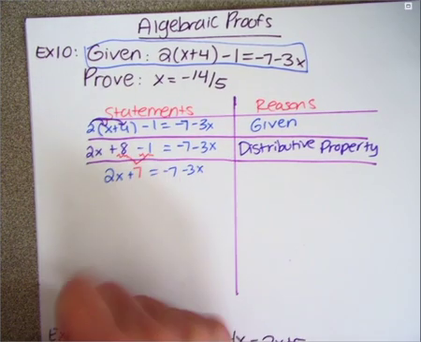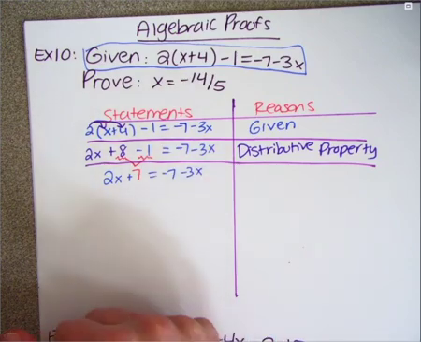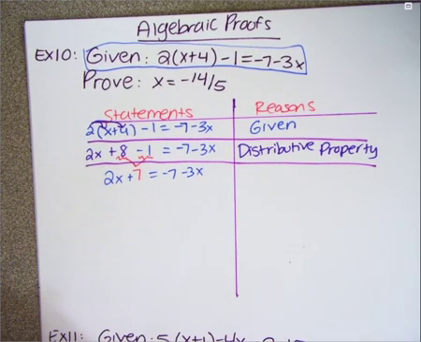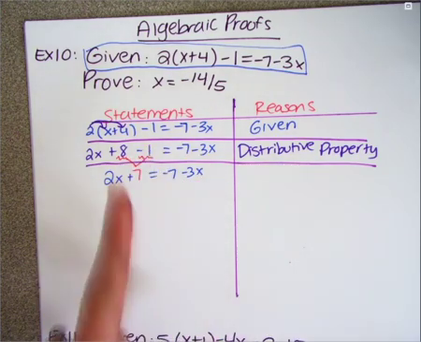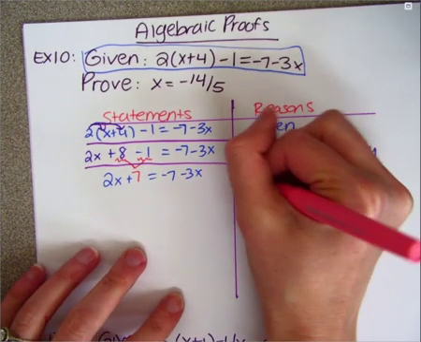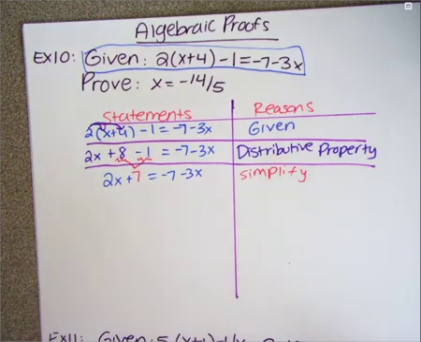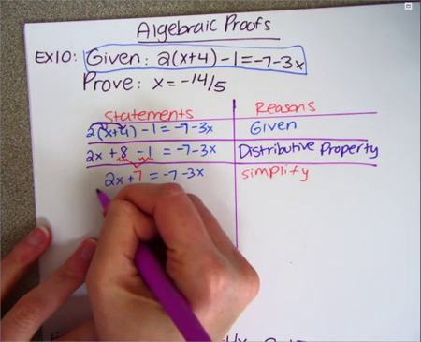We did not subtract on both sides of the equation. So like the addition, subtraction, multiplication, and division properties, we use those if you do that on both sides of the equation. If you only do it on one side, the reason is going to be we simplified. So I'm going to write simplify over here. All right, let's keep going, you guys. We're doing great.